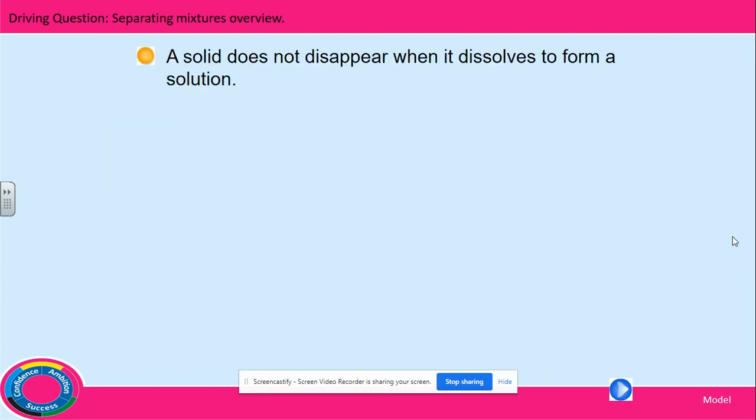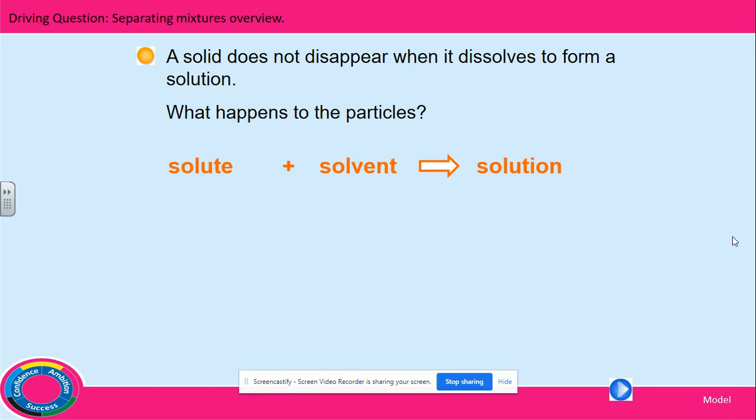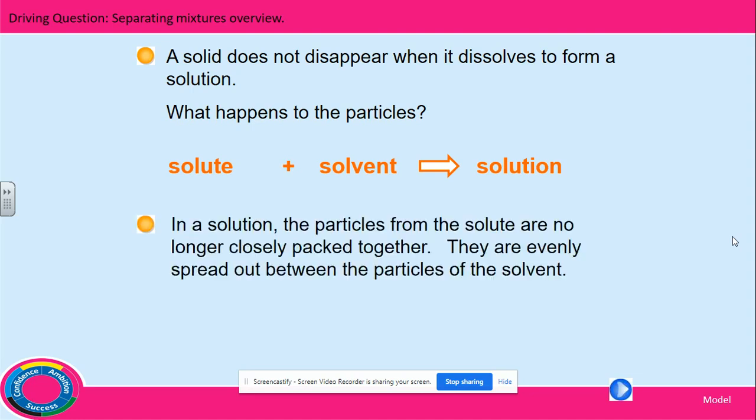A solid does not disappear when it dissolves to form a solution. What happens to the particles? Now we have a solute plus a solvent equals a solution. Remember, we have salt and we have water. We mix them together, we get a solution of salt water. Now in a solution, the particles from the solute are no longer closely packed together. They are evenly spread out between the particles of the solvent.